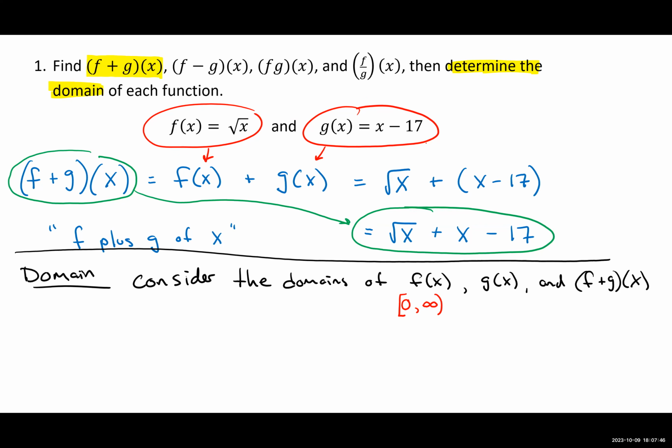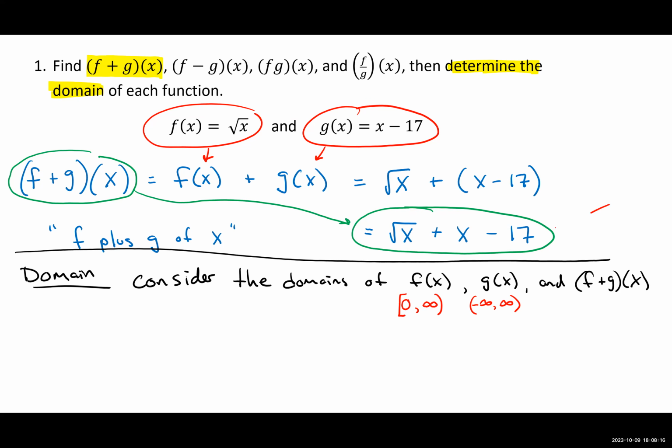The g of x, well, that domain is going to be negative infinity up to positive infinity, or every possible real number. Every real number works in the g function because there is no fraction. So x is not appearing in the denominator of a fraction. And there's no square root in the g of x function. So g of x has no restrictions.